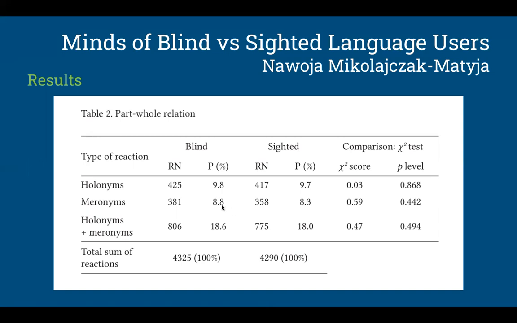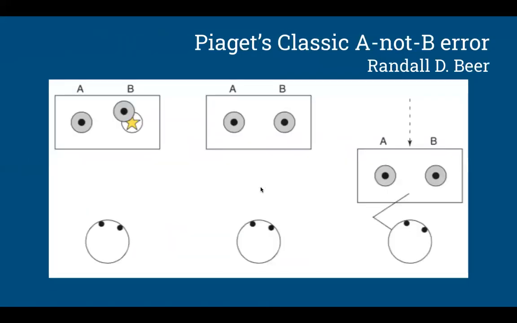So moving forward to Randall Beer's article still, he mentions Piaget's classic A-not-B error, which is a study for infants 7 to 12 months in age. For this task, an infant is placed in front of two similar opaque containers with lids. Initially, infants are trained to reach for a hidden object in container A after they observe it being hidden there.